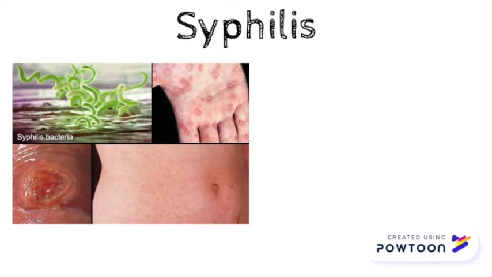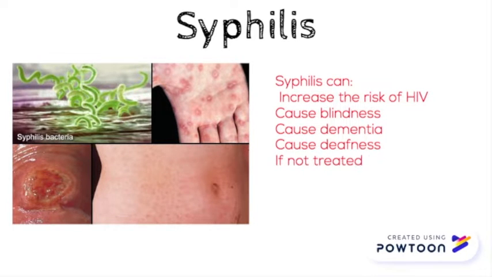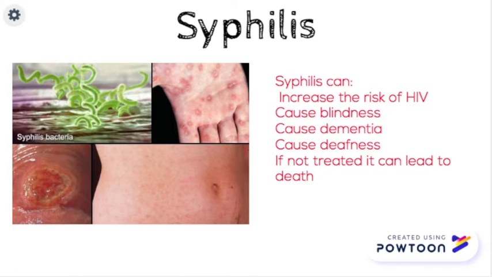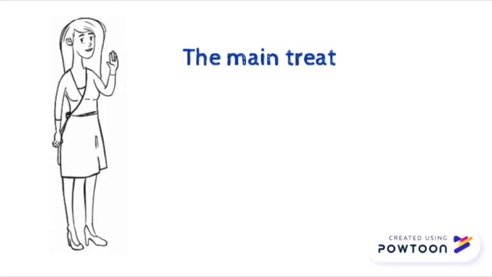Syphilis is an STD which can affect the whole body. Pregnant women who have syphilis can pass it to their fetus. Syphilis can cause blindness, dementia, deafness, and increase the risk of HIV. If not treated, it could lead to death. Syphilis is caused by the bacteria Treponema pallidum.